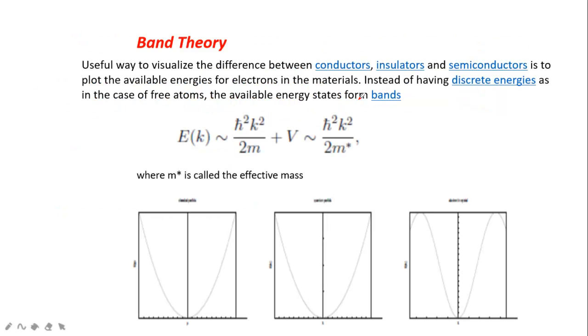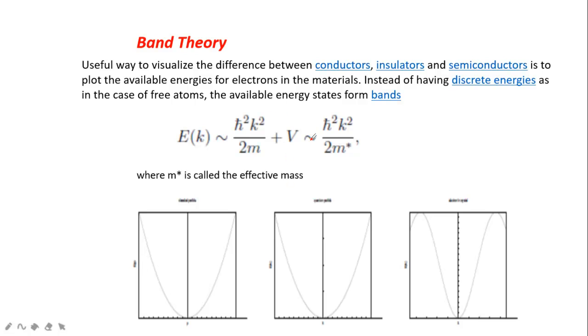Now, let's make some visualization of this band theory. A useful way to visualize the difference between conductors, insulators and semiconductors is to plot the available energies for electrons in the material. Instead of having discrete energies as in the case of free electrons, the available energy states form bands. So this is the total energy E(k) approximately equal to ħ²k² over 2m plus V.